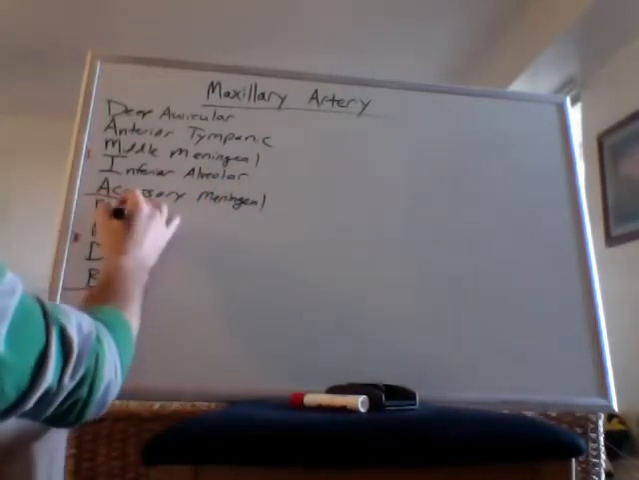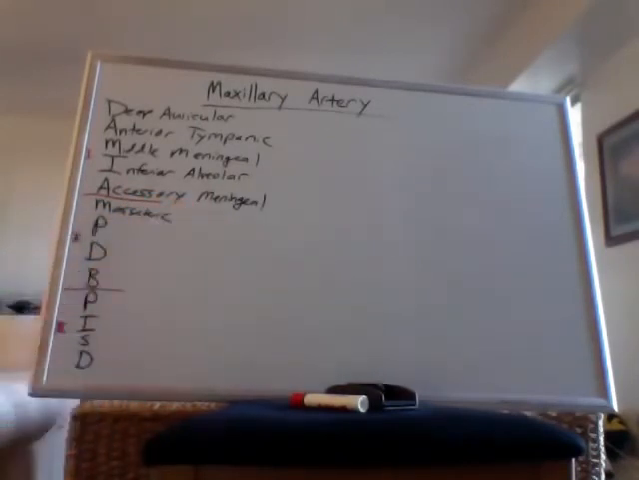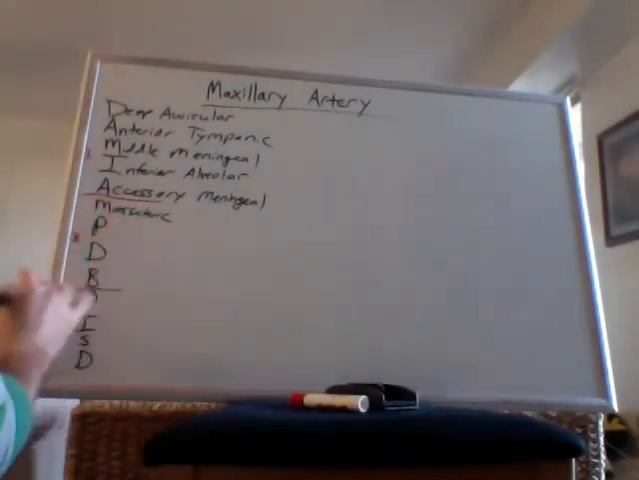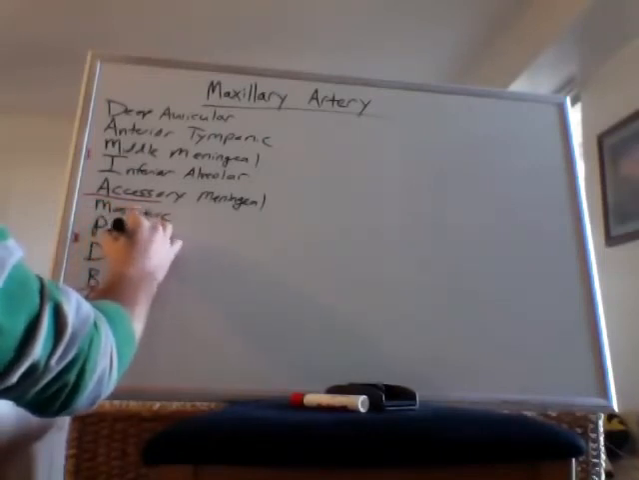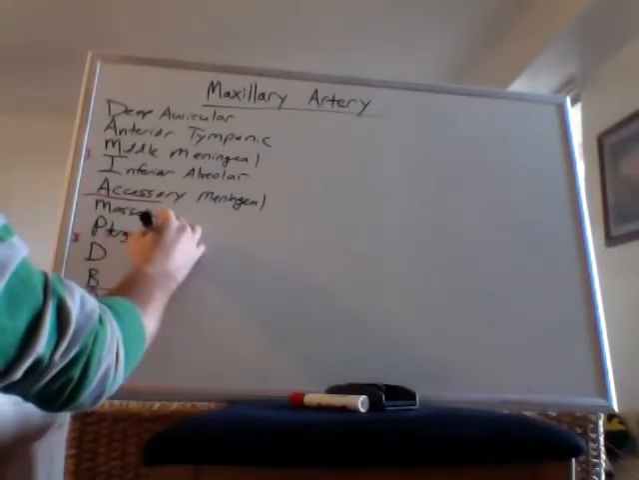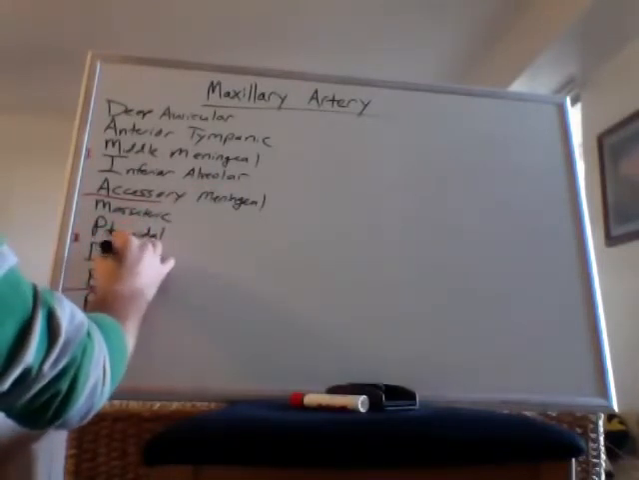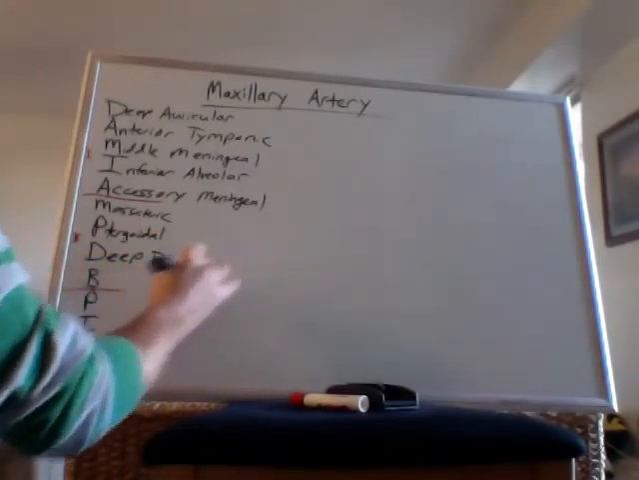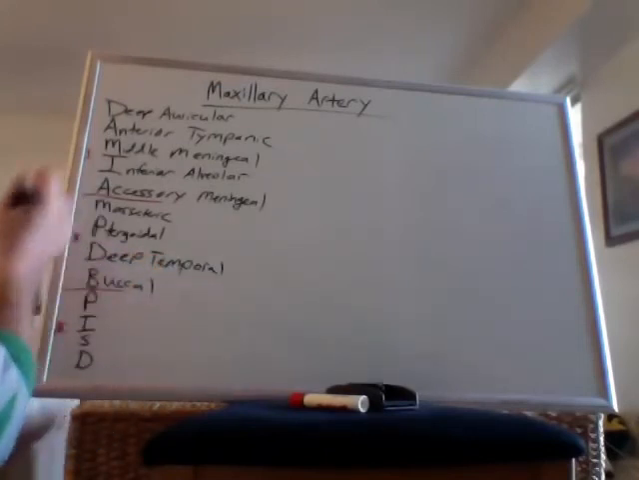Okay, then we got the masseteric, which goes to the masseter muscle, which is one of the 4 muscles of mastication. And that's the first branch in segment 2 of the maxillary artery. So the next one we have here is the pterygoid, or pterygoidal branch, whatever you want to call it. Then that's followed by the deep temporal. And then we have the buccal. That's the last branch in the second segment.